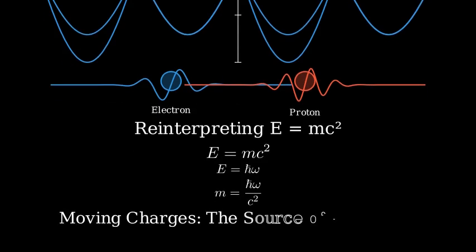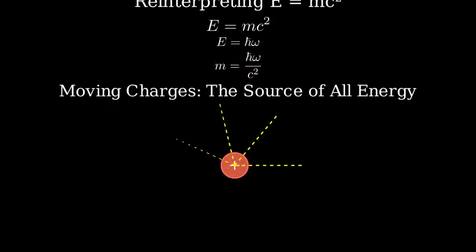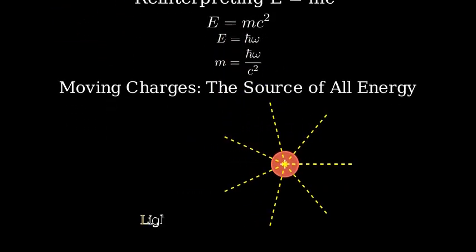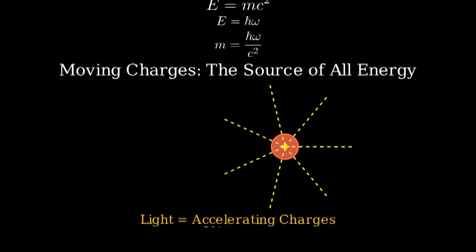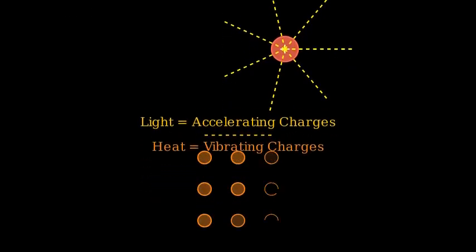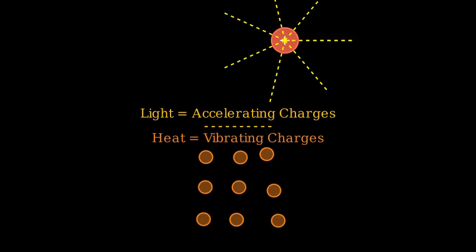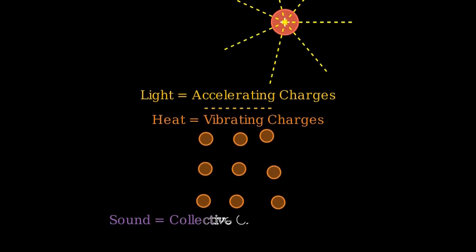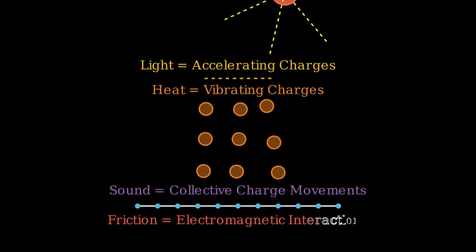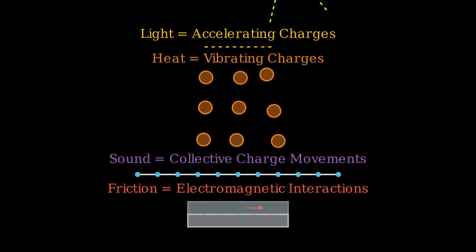Another key idea in this framework is that the movement of charges is the ultimate source of all energy in the universe. We already know that accelerating charges create light. But what about heat? At the molecular level, heat is just atoms vibrating faster, and atoms contain charges. Even sound waves could be seen as collective movements of charged particles in a medium. And friction, which generates heat, involves electromagnetic interactions between surface atoms.